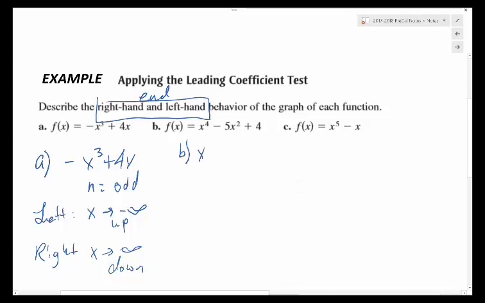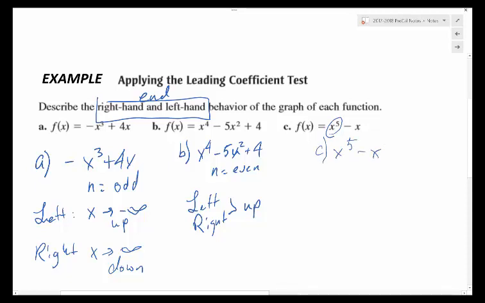On B, I have a positive x to the fourth, which means n is even, which means left and right are both up. And here I have a positive x to the fifth, so the left behavior will go down and the right behavior goes up.